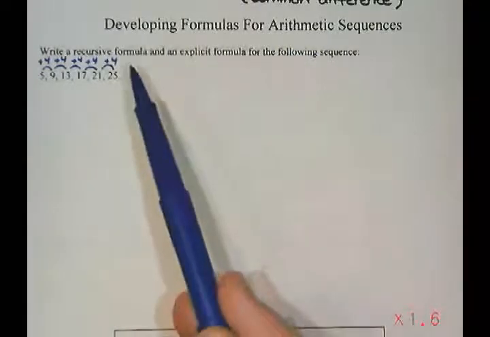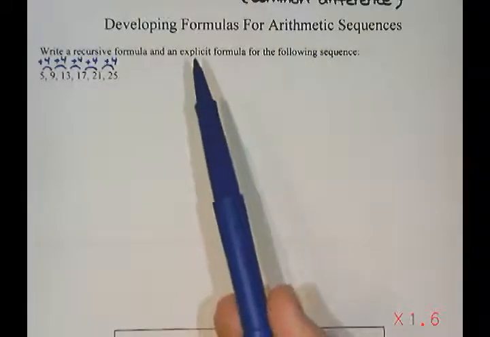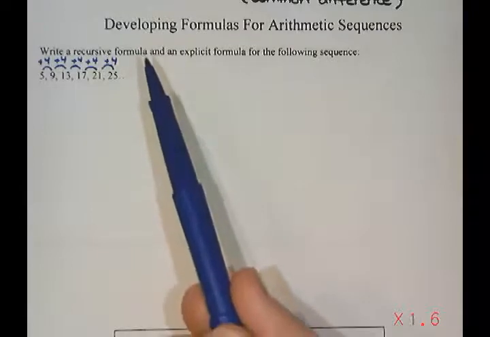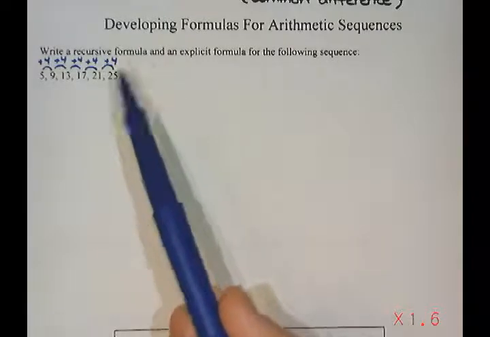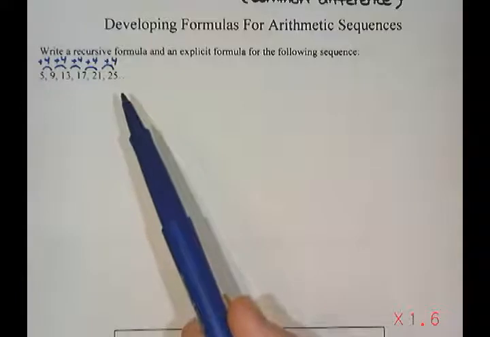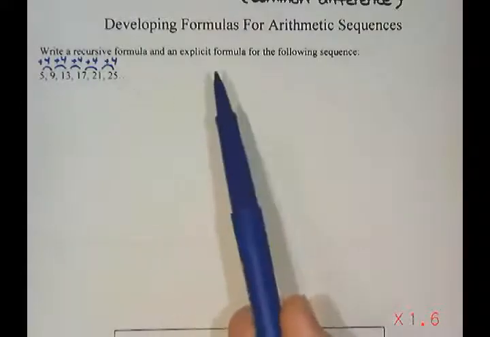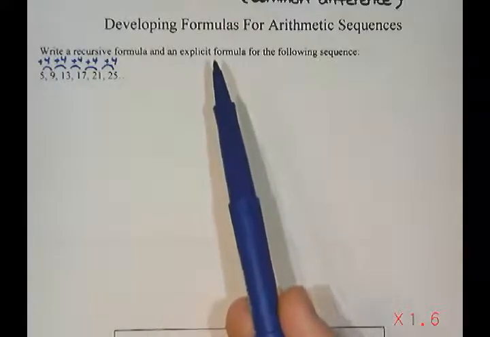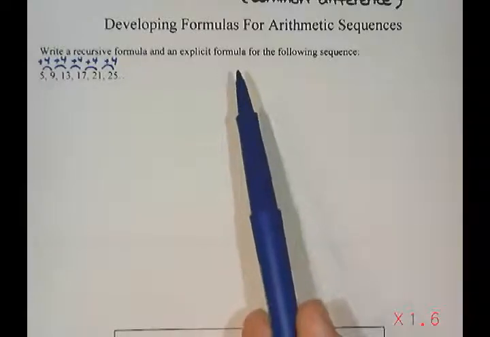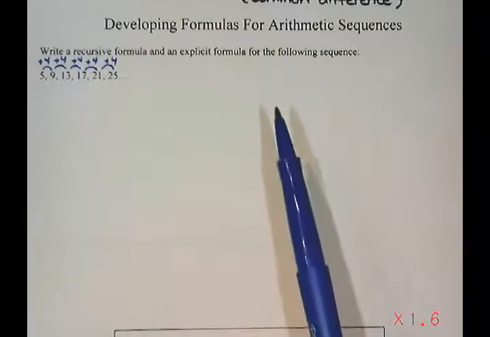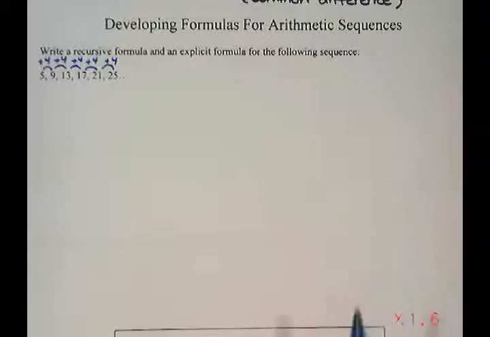So we've talked about recursive formulas and explicit formulas. A recursive formula is a formula where you use the term that came before the one you're looking at to calculate the next term. And an explicit formula is where you can just put in the term number you're looking for, like n, and calculate the term that you want. So we're going to start with the recursive formula since that's what we learned how to do in the previous video.